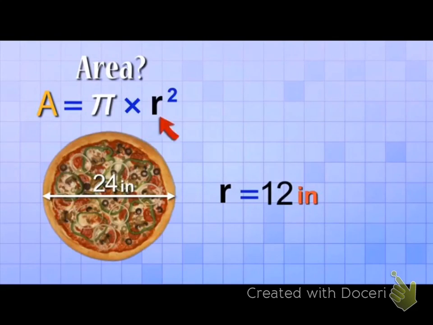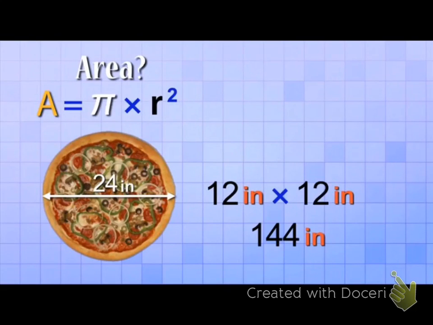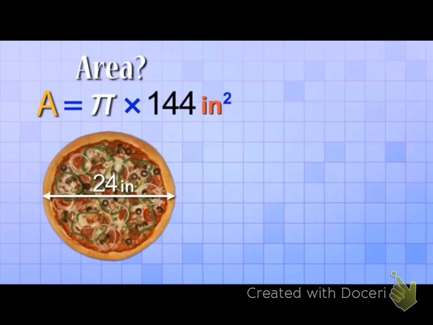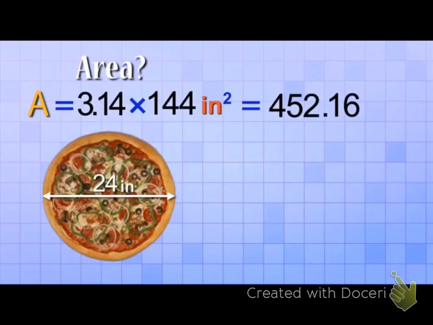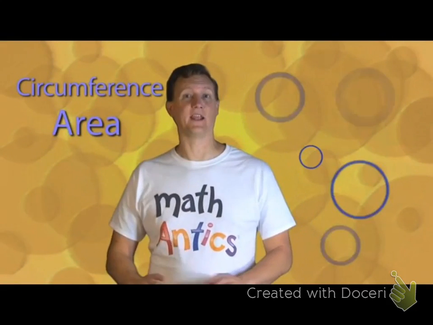And now that we know the radius, we need to square it. 12 inches times 12 inches equals 144 inches squared. Next, we just multiply that by pi. 144 times 3.14 is 452.16. So the total area of the pizza is 452.16 square inches. Alright, so now you know how to find the circumference and the area of any circle.